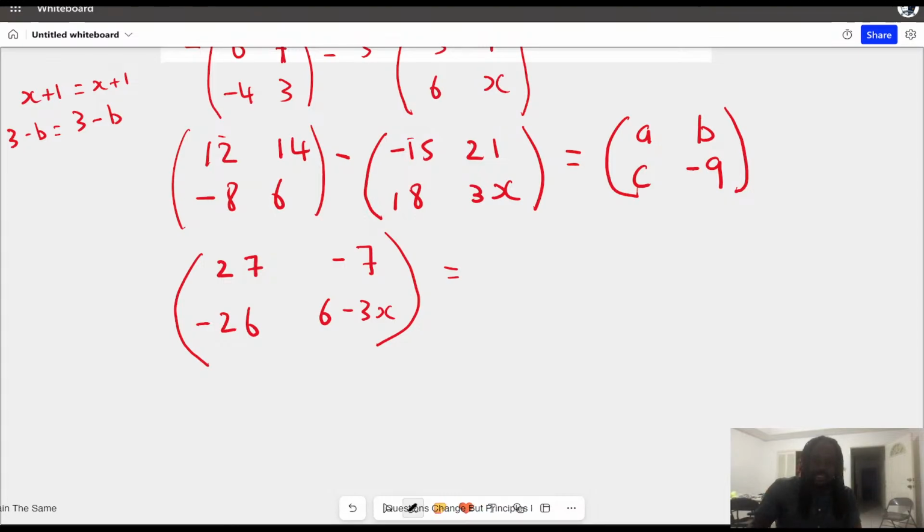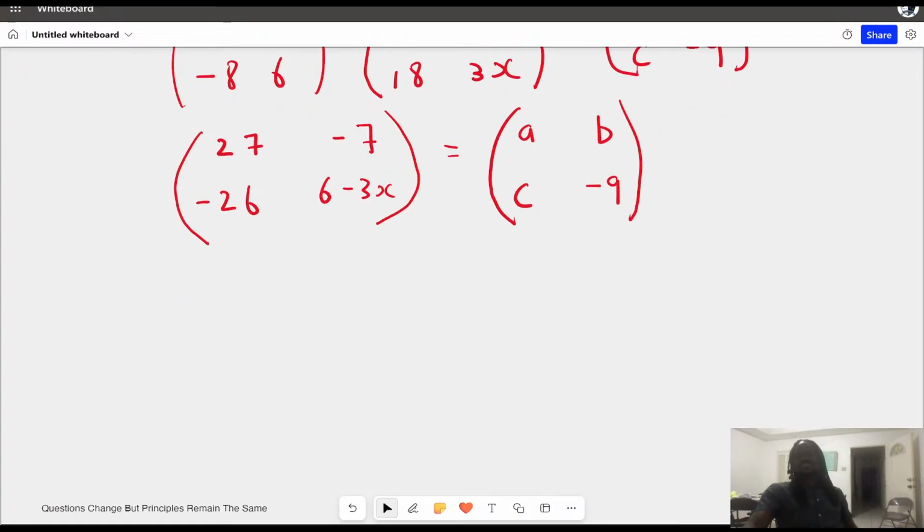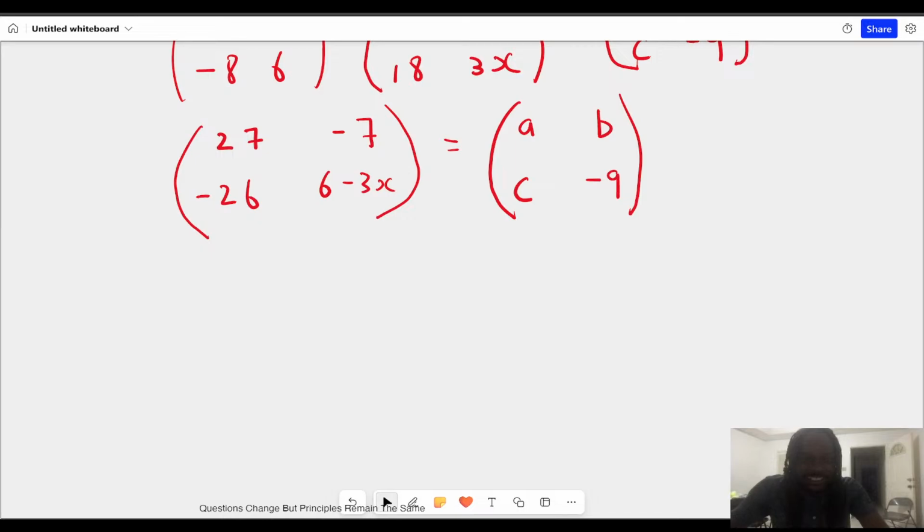Alright? So this is now equal to A, B, C, negative 9. What is A equal to? Anybody here? Mr. Austin, Mr. Duffus, Miss Campbell, Miss Amelia, anyone? What is A equal to? 27. Right, you don't need to do anything else because I've already worked it all out.